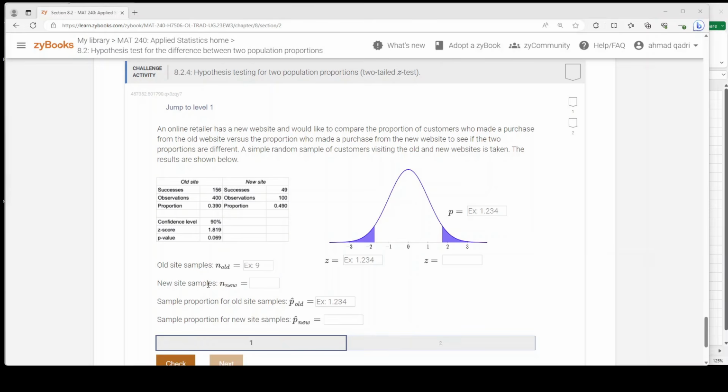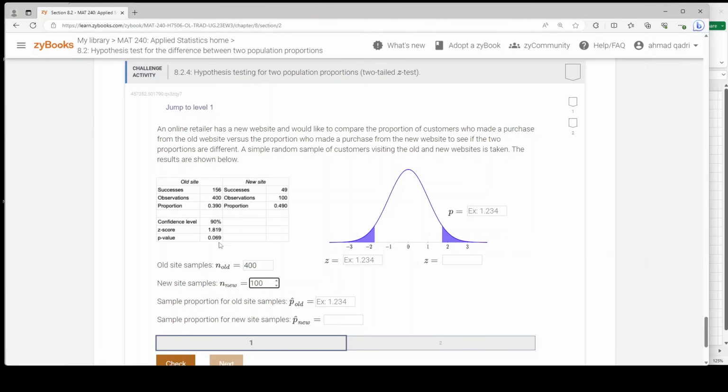So let's answer these questions. For the old site and the new site, we need to know the sample size. For the old site, the sample size is 400. And for the new site, the sample size is 100. Now we need to calculate the proportions. For the proportions, we would look at this row here that's labeled successes, and it's successes over observations. So 156 customers out of 400 in the sample made a purchase using the old site, and 49 out of 100 using the new site.